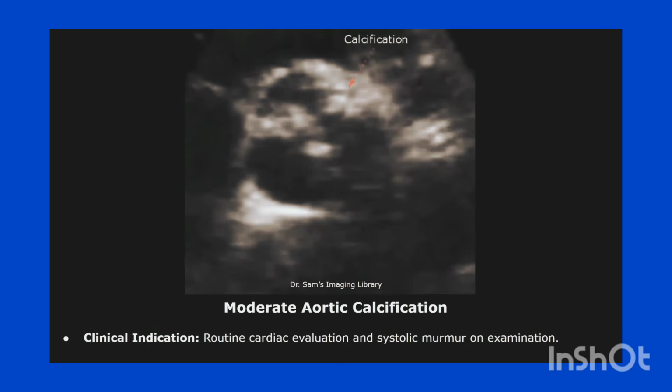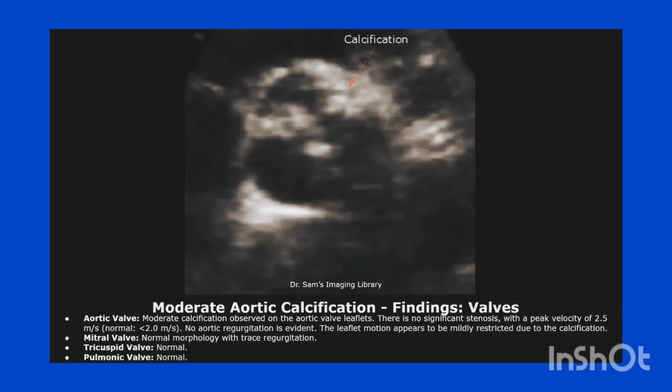This is a report of moderate aortic calcification. Clinical indication is routine cardiac evaluation and systolic murmur on examination. These are the findings in the valves. Aortic valve, moderate calcification observed on the aortic valve leaflets. There is no significant stenosis with a peak velocity of 2.5 meters per second. No aortic regurgitation is evident.